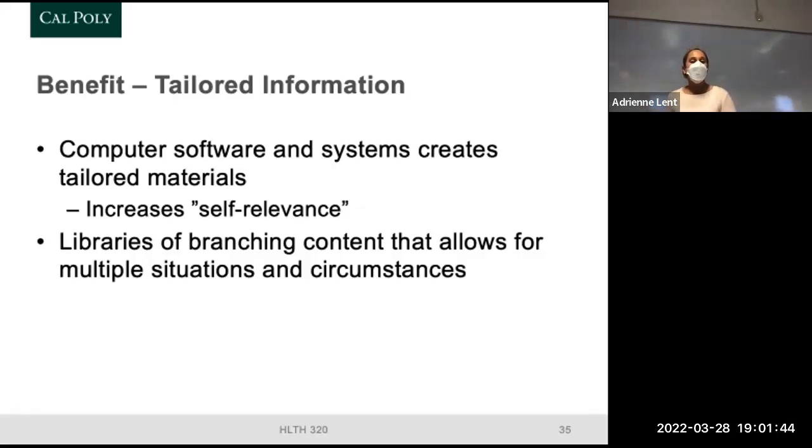Libraries of branching content allow for multiple situations and circumstances. And so you can actually use that branching logic and deliver tailored information to individuals who are using different programs. We see this a lot in smoking cessation, diet and nutrition, cancer screening programs. The CDC has several tailored text messaging programs that use a lot of different kinds of branching logic to help people quit smoking. And so if you enroll in one of those, you're going to get a tailored message depending on a number of factors and the information you provide to that system.